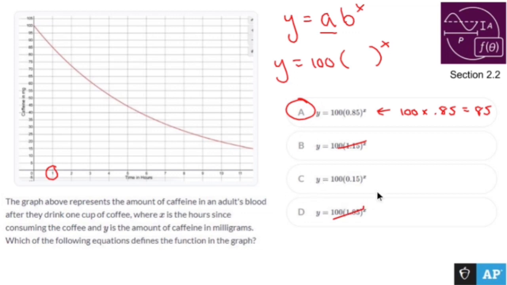If I were to try C, I would do the same thing and plug in 1 and 0.15, and that's going to equal 15, which is not what I want. And this also makes sense because this is saying that we are going to decrease, but not at a huge rate. You know, you're losing 15% per, what is this, hour? So that's what's going on here. This is like you're losing almost everything per hour, and that's going to be a huge dip, which is not what we have. So my guy is going to be A.